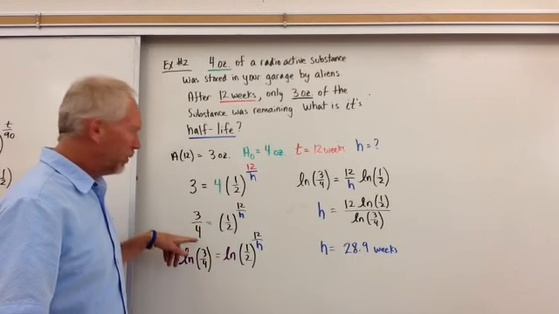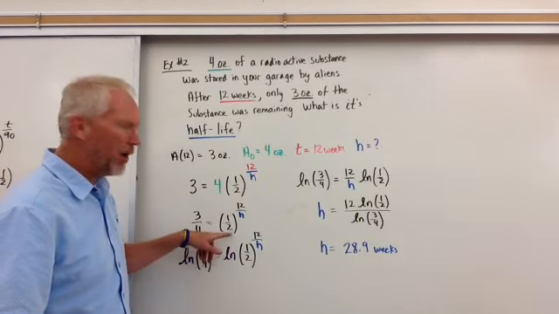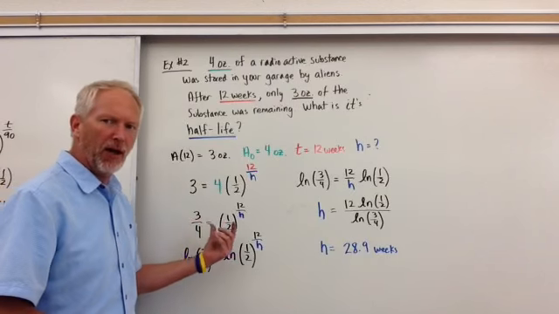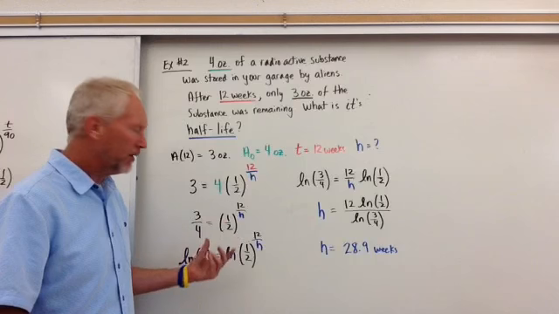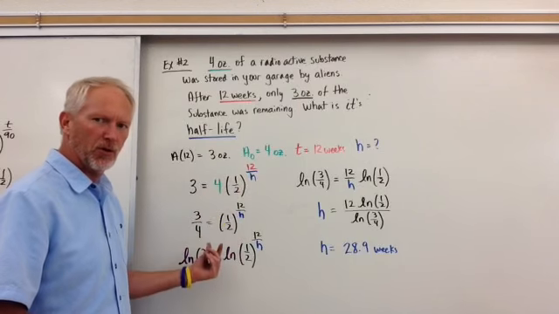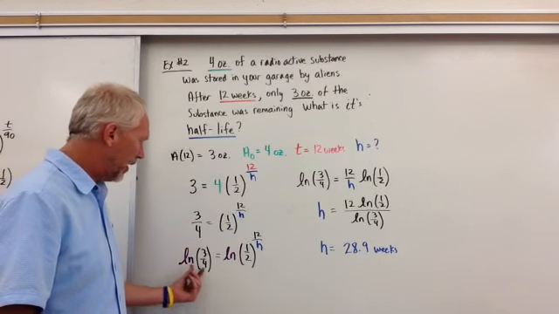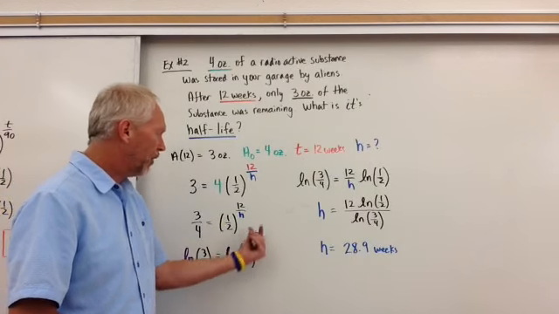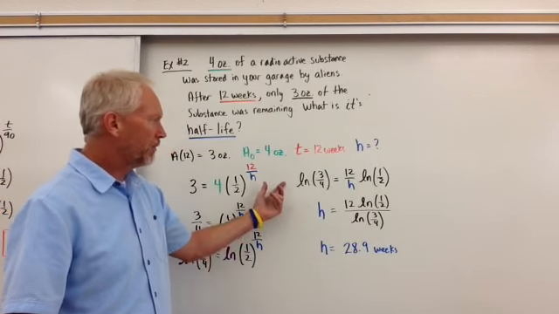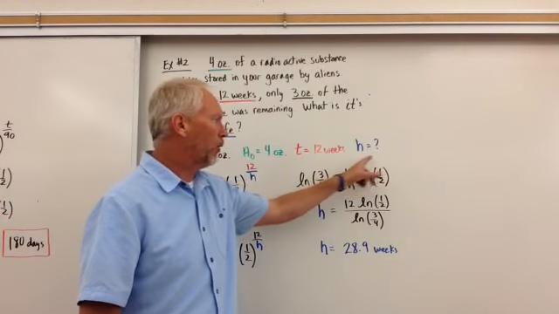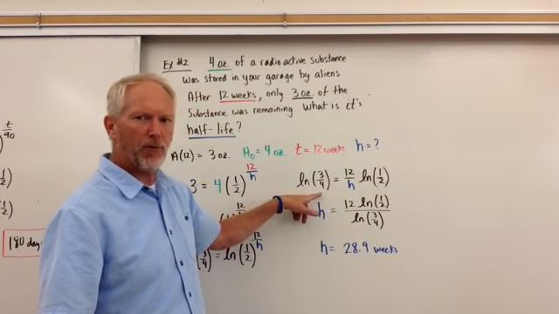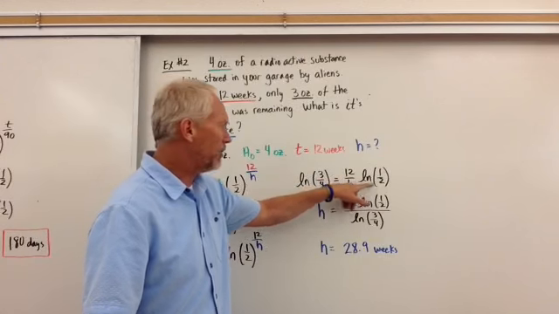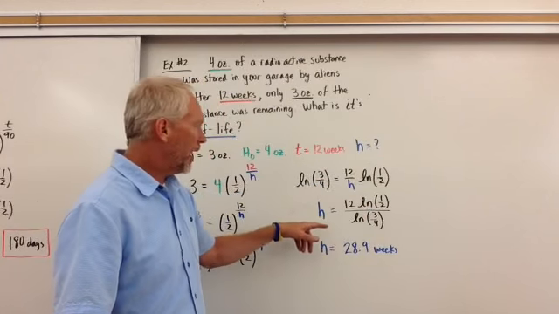We divide by 4. We've got 3/4 equals 1/2 to the 12 over h. Then again, we bring in ln because that's what helps solve this exponential equation. So we take ln of both sides. We get ln 3/4 equals ln of 1/2 to the 12 over h. By the power rule, we bring this down. We get ln of 3/4 is equal to 12 over h times ln of 1/2.